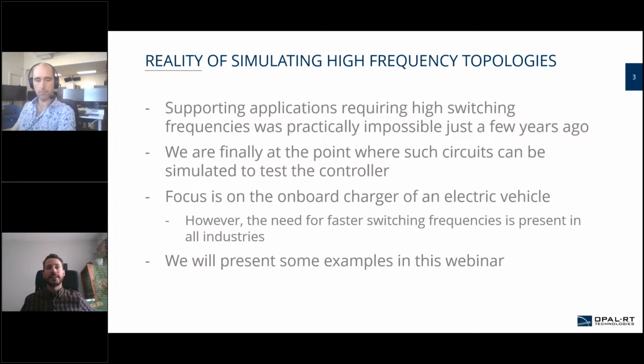I also want to highlight that the focus for today's webinar is on the onboard charger inside of an EV. The reason is that the higher the switching frequency, the smaller the components inside of the onboard charger, the less heavy it is, and that equates to more range inside of a vehicle. So that's been the pioneer for us. We've worked with a lot of our EV customers to push in that direction and increase the range. But what we're doing here is applicable in all industries.